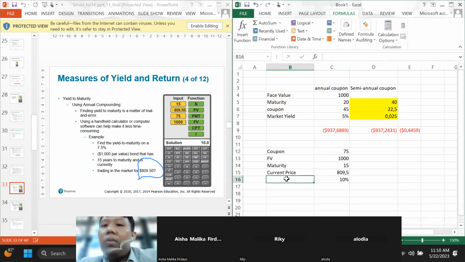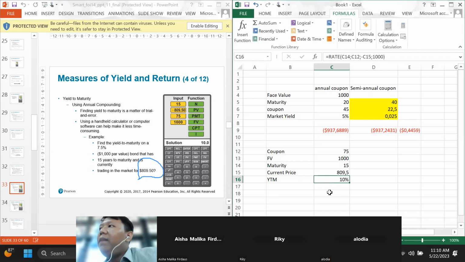So we say that the yield to maturity for this bond is 10%, meaning that if you invest in this bond, you buy now at 809.5 US dollars, and you keep this bond, you receive all of the coupon payments. You will not sell this bond until maturity, until you receive the face value of the bond. Yeah, we will have a required rate of return of 10%. So this is the rate of return that you will receive investing in this bond.